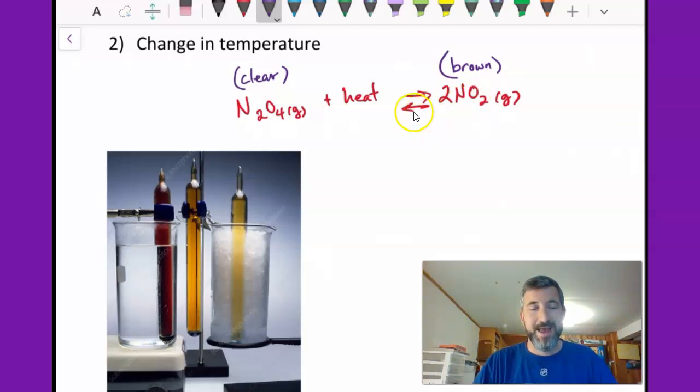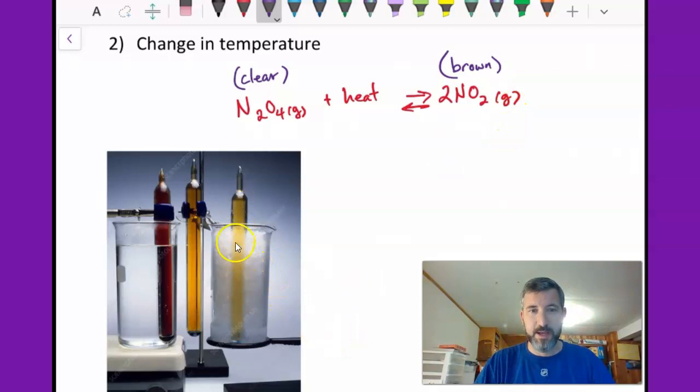But also, if I add heat, the reaction is going to try to take it away. It's going to try to use it up. And the direction that uses up heat is the forward reaction in this case. It's the opposite of the previous reaction we just looked at. The endothermic reaction is the forward reaction. So adding heat is always going to speed up the endothermic direction in an equilibrium system. Cooling things down is always going to favor the reverse reaction, and that's what you can see here.